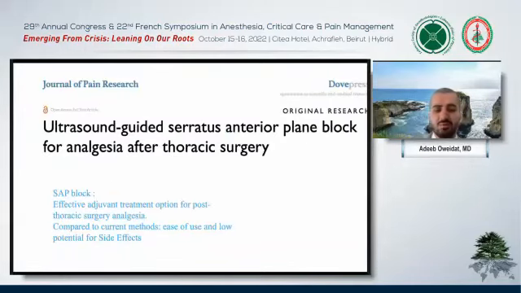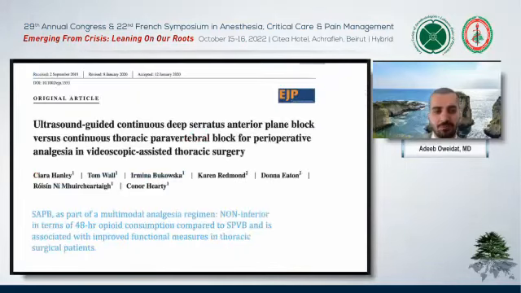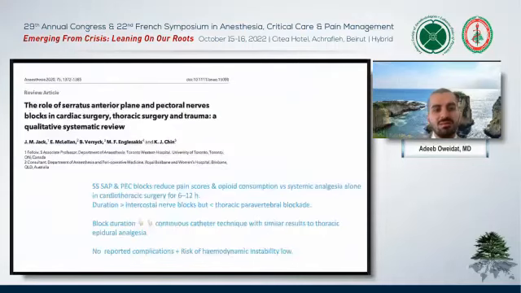And that's because it's a superficial block and you can always compress if you were worried about hematoma. Another article showing that SAP block is non-inferior to standard paravertebral blocks in terms of 48 hours opioid consumption and is associated with improved functional measures in thoracic surgery patients. And last but not least, this is the systematic review showing that single shot SAP and PEX reduce pain scores compared to systemic analgesia in cardiothoracic surgery for 6 to 8 hours.